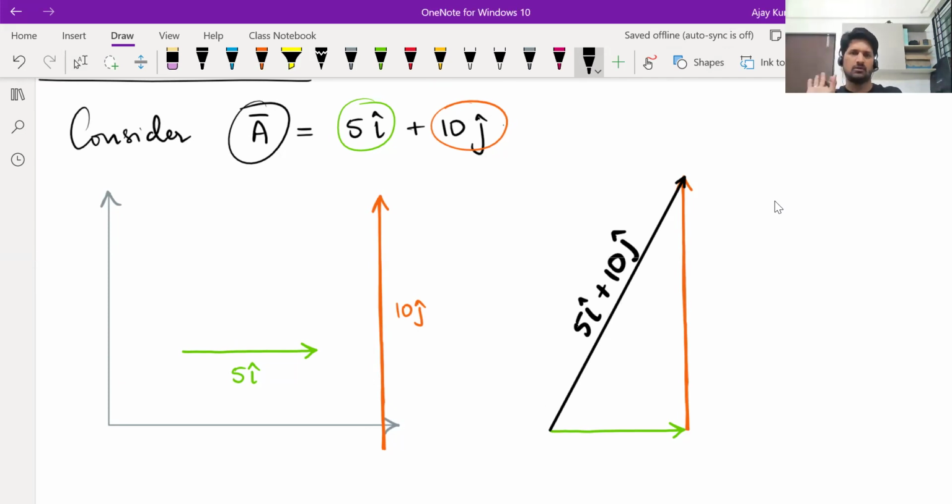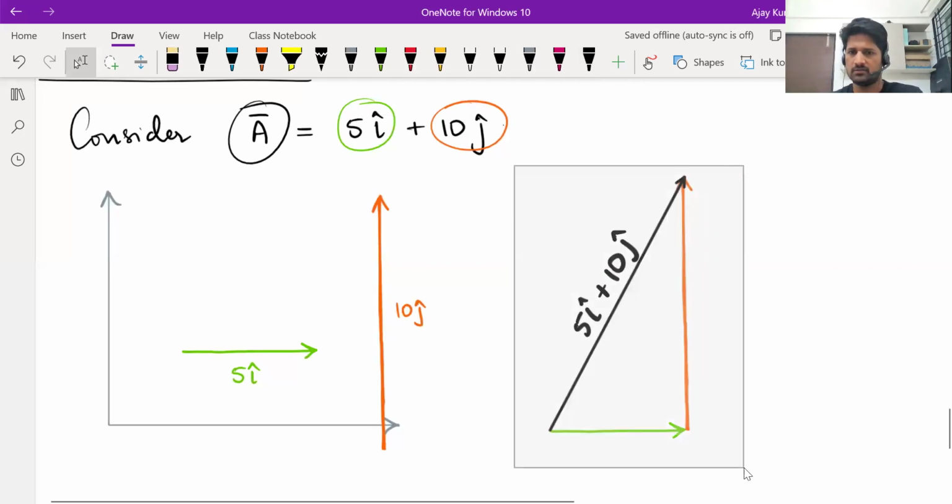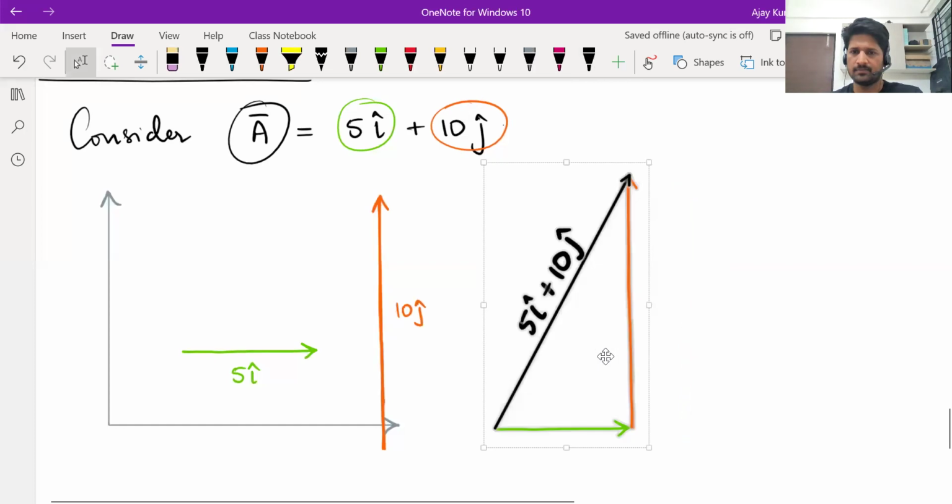First, I visualized those components 5 i cap and 10 j cap. Then I drew their resultant using triangle law. I'll show you using parallelogram law also. You'll get the same answer. Okay, let us now use the parallelogram law. Which one you use is just your choice. Okay, so this is 5 i cap.